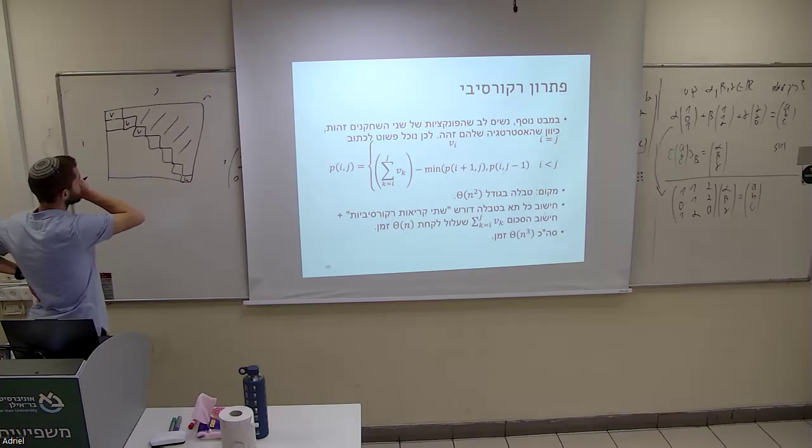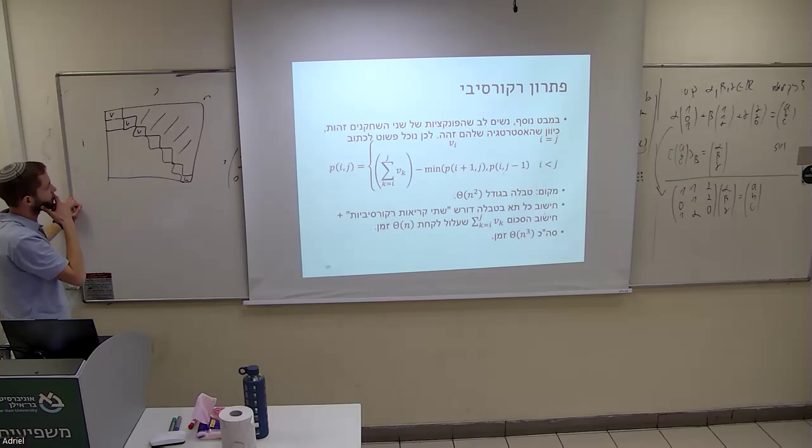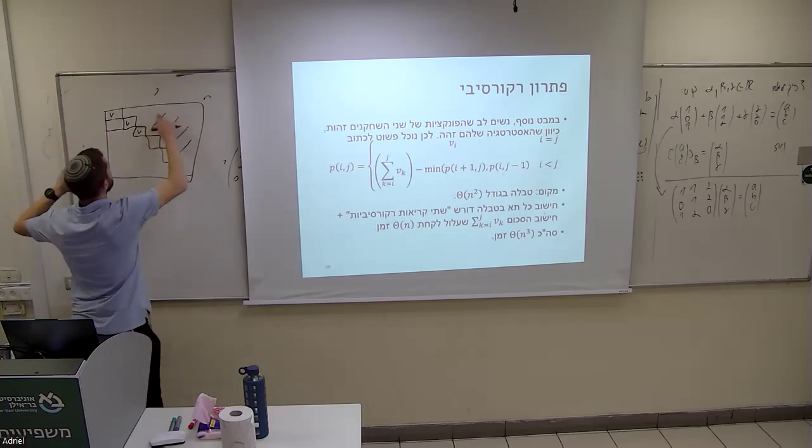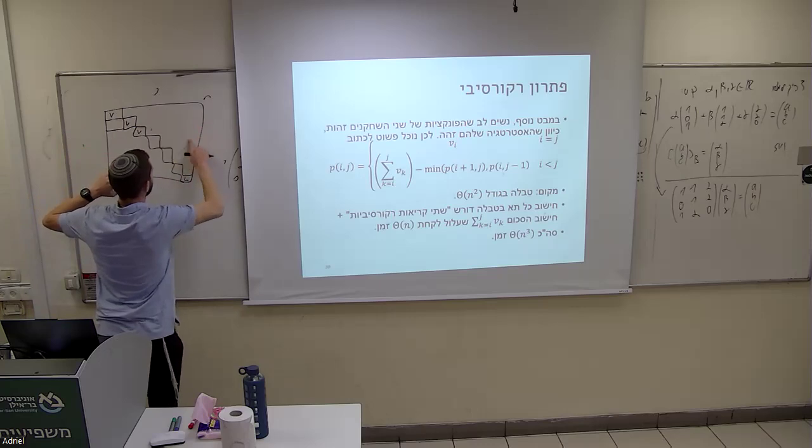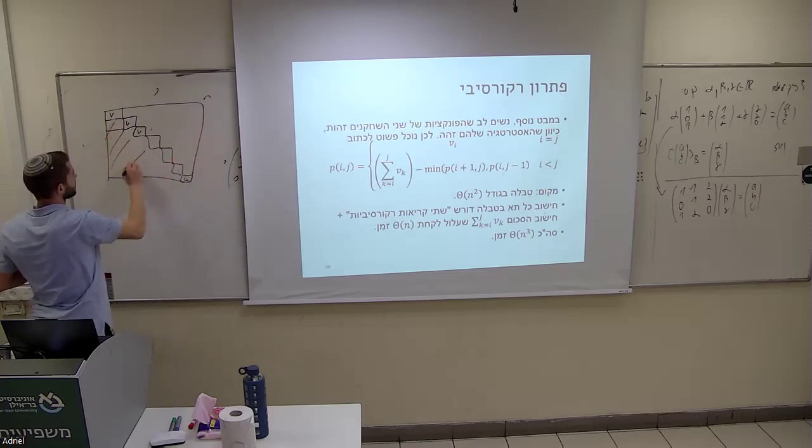Because J is 0 in that column, and I is... wait a minute. I is not greatly smaller than J in this column. In this column, yes, because J is 0 and the upper one is 1. You're right. Okay, so this one is really important.